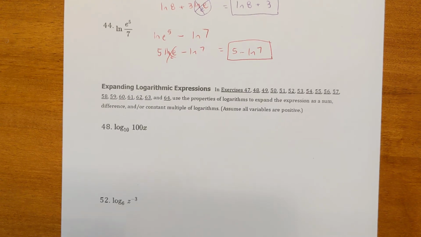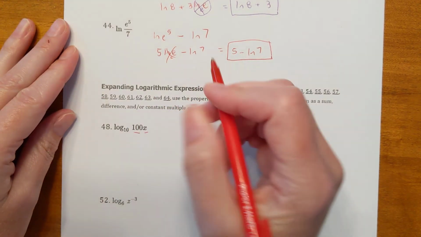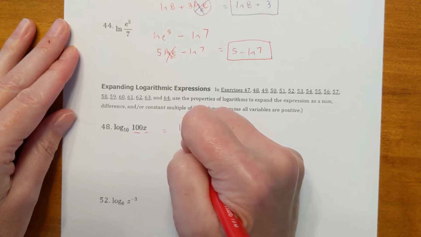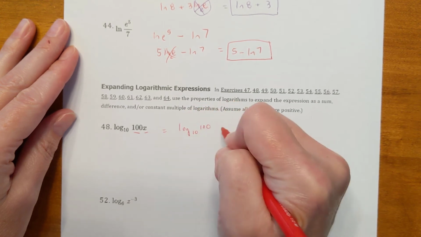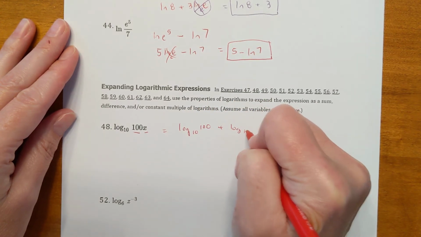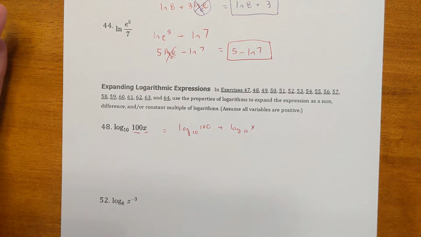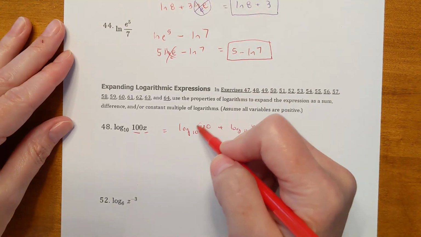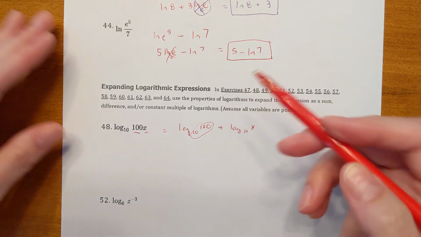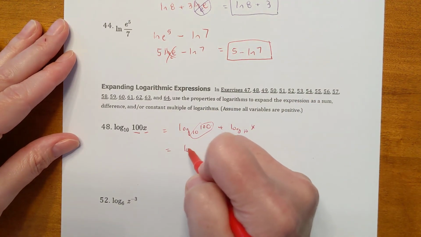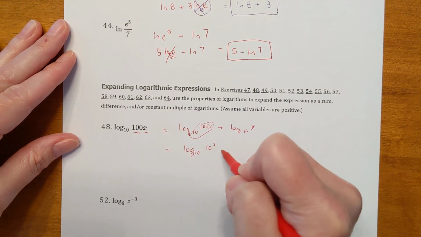All right, on the next one, we're going to expand them, which is kind of what we've been doing already. So expanding them, it's multiplied, so we're going to add them. So it's log base 10 of 100 plus log base 10 of x. And again, eyeball it now. Look at that. We can make that a 10. So that would make that log base 10 of 10 squared.